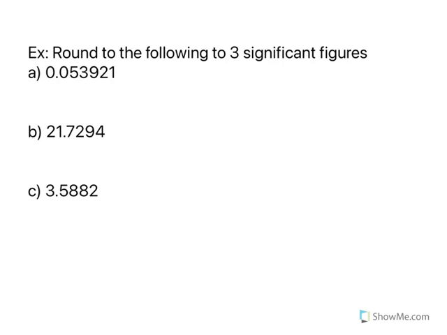First, let's just round. We're going to round the following to 3 significant figures. In letter A here, 539. Those are 3 significant figures. So I'm going to look at the 2. The 2 tells me to round down, so this would be 0.0539, rounded to 3 significant figures, right? So rounding rules are in effect: because 2 is less than 5, I round down.